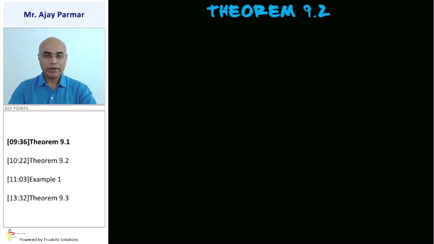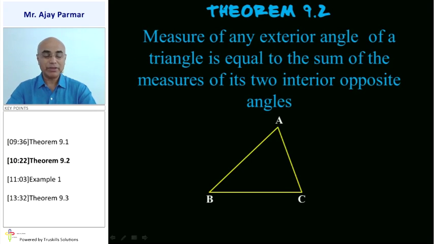Theorem number 9.2. Now here it relates between the measure of the exterior angle is exactly equal to the sum of the measures of the interior opposite angles. That means for the given triangle ABC, if angle ACD is the exterior angle, then measure angle ACD will be nothing but equal to measure angle A plus measure angle B. So theorem number 9.2 states that the measure of the exterior angle is nothing but the sum of measures of its interior opposite angles.